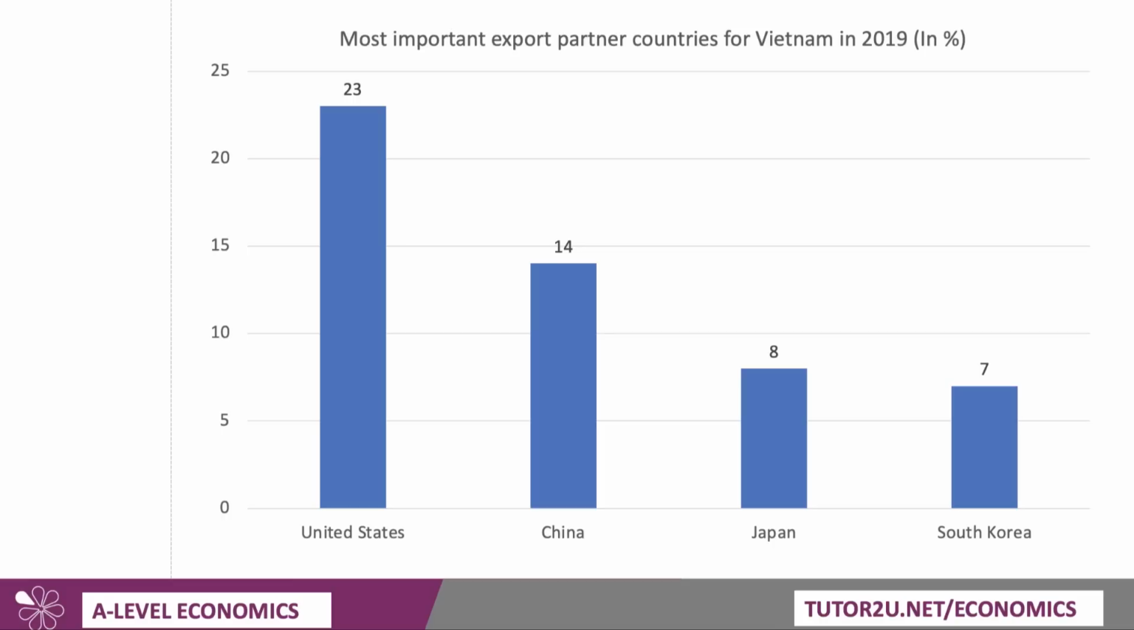The United States has 23% of export sales from Vietnam, 14% to China, then Japan, then South Korea. So taken together, we've got the 37 and 15, 52%. Over half of Vietnamese trade is with just 4 countries.